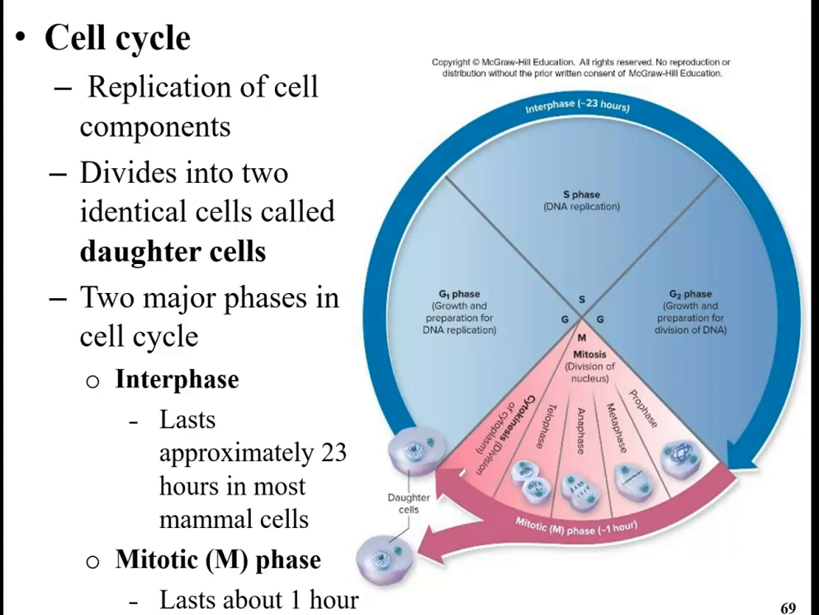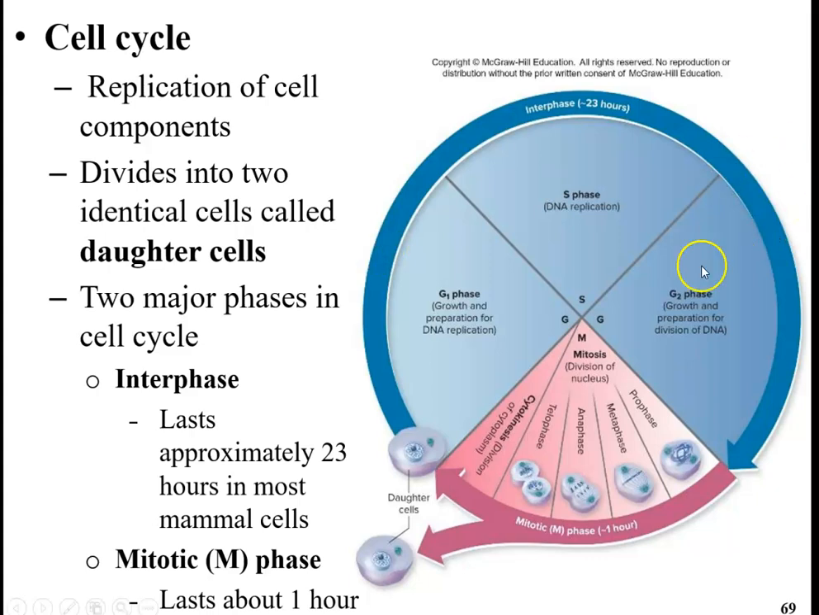To talk about cell division, you have to talk about the cell cycle. What occurs in the cell cycle is replication of cell components. So then the cell will divide into two identical cells called the daughter cells. And there's two major phases in the cell cycle.